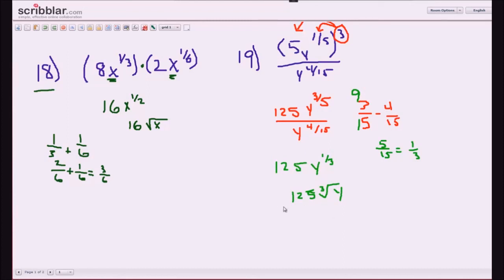Alright, so this was a review of radicals and also expressions with rational exponents, like fractions and stuff.